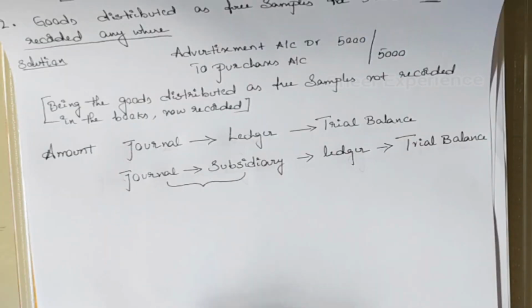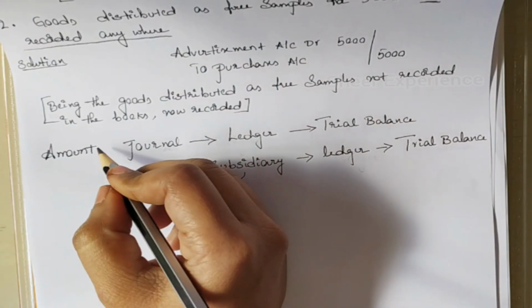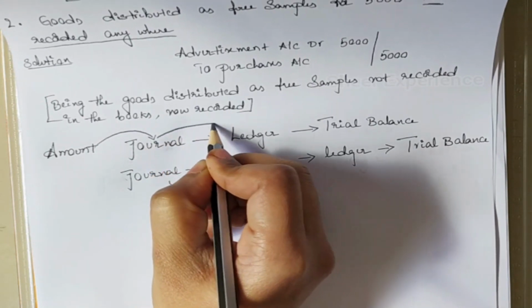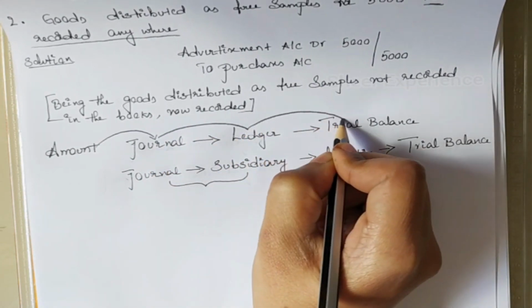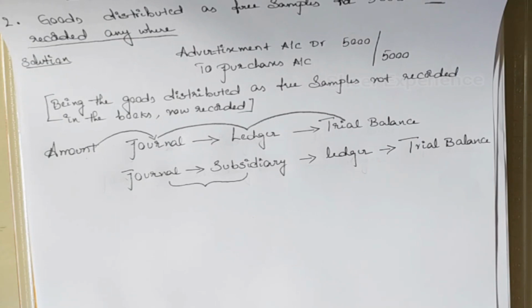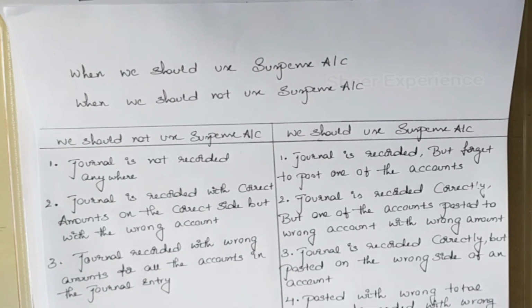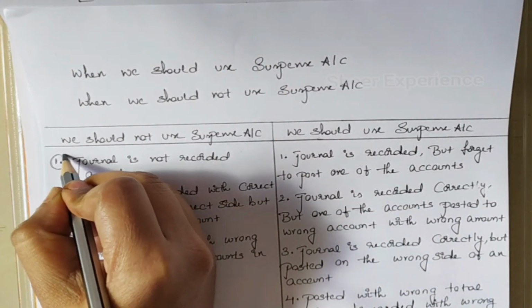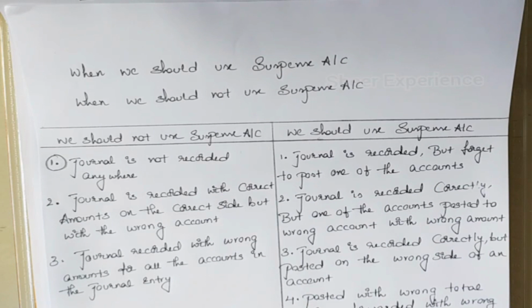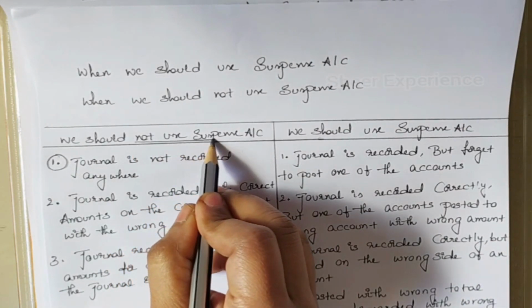Amount is 5,000. One point that we should always remember is amount flows from journal to ledger and then to trial balance. If we are maintaining subsidiary books, then both journal and subsidiary book amounts flow to ledger and then to trial balance. The first two errors we discussed are complete omission errors. In this case, the journal is not recorded anywhere. That means the amount has not gone to trial balance. This type of error is called complete omission error. And for this type of error, there is no need to use Suspense Account.